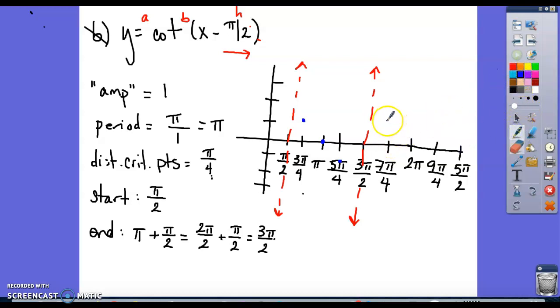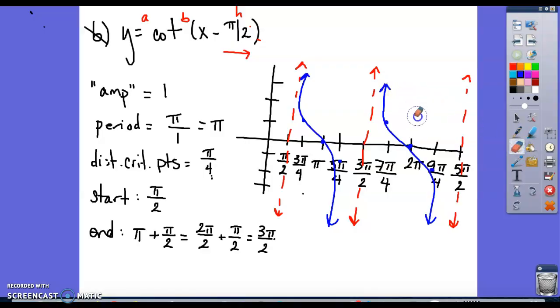Okay, at my first critical point, I'm at the amplitude. At my next critical point, I'm at 0. And my next critical point, I'm 1 unit below the amplitude. And again, remember, it's not really an amplitude. I'm just calling that because it kind of works like that. And so my graph looks like this. Okay, once again, you can graph this using a table if that's easier. So you can graph it just knowing how the cotangent function works, or you can graph it using a table.